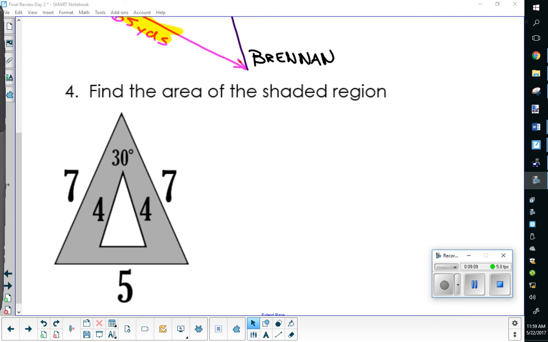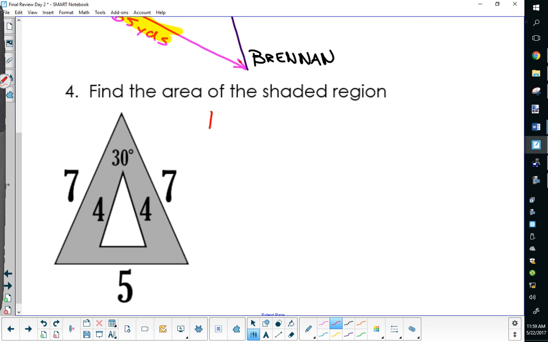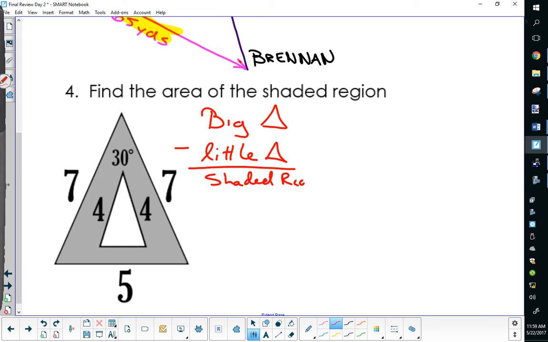Finding the area of the shaded region. We have two formulas to find the area of triangles: Heron's formula and the law of cosines for area. This is a shaded region, so remember what we're trying to do: find the area of the big shape, find the area of the little shape, and then subtract. What's my big shape here? A big triangle. Then I'm going to find the little triangle and subtract them out. That will tell me the shaded region.